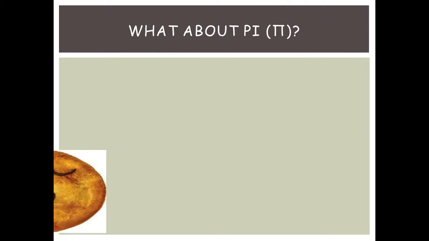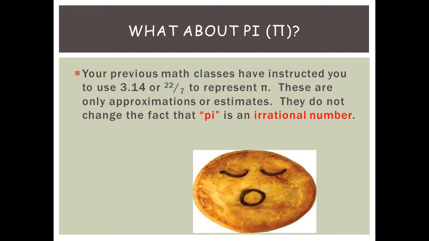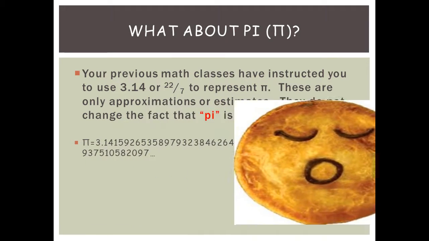What about pi? Your previous math classes have instructed you to use 3.14 or 22 over 7 to represent pi. These are only approximations or estimates. They do not change the fact that pi is an irrational number. As you can see, non-terminating, non-repeating.